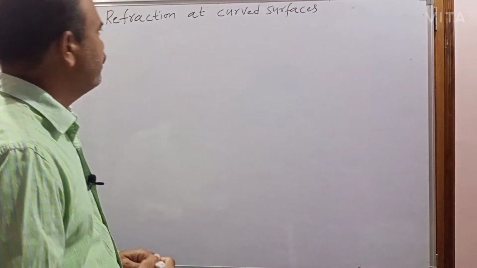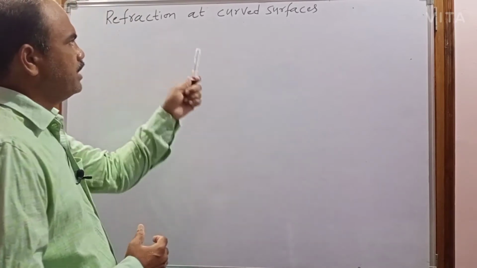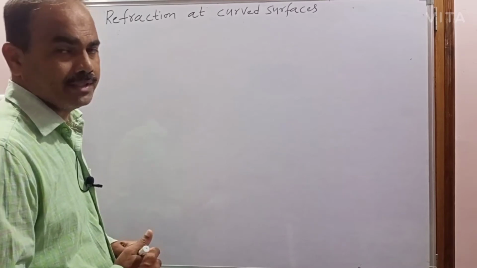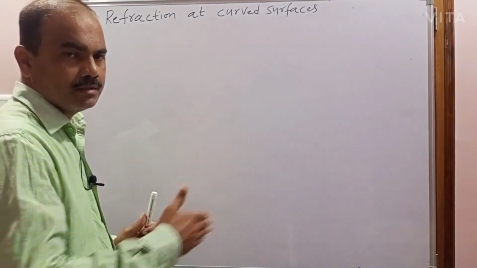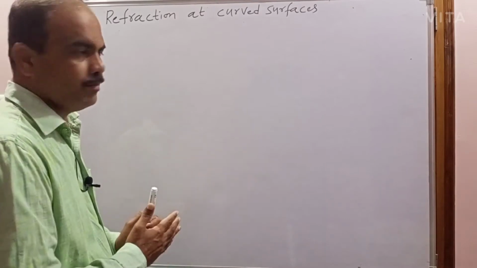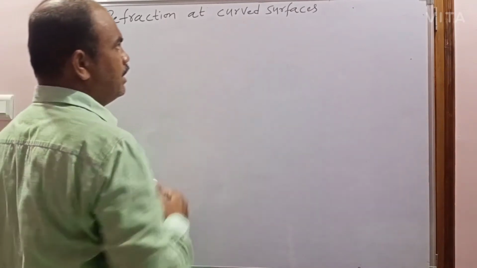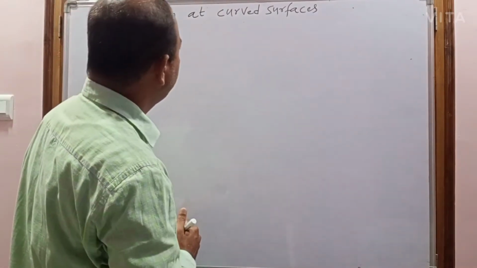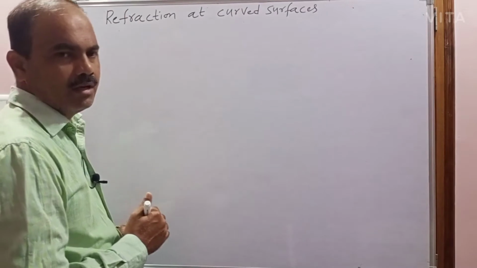So now, coming to refraction at a curved surface, the refraction takes place at curved surfaces. So now the surface separating the rarer medium and denser medium is not a plane. Now it is a curved surface.